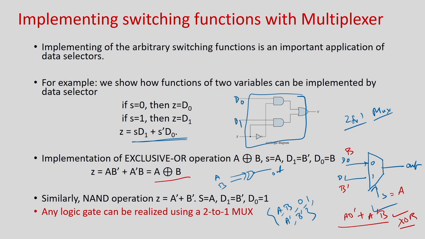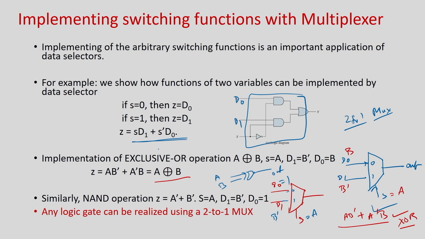Now I want to implement a NAND gate. So what I will do now, I will have this mux, and this is my D0, this is my D1 and this is my S. I will make S equal to A and D1 equal to B bar and D0 equal to 1. So the equation is S D1 and S bar D0, right.